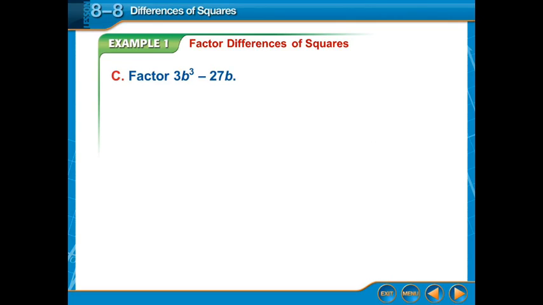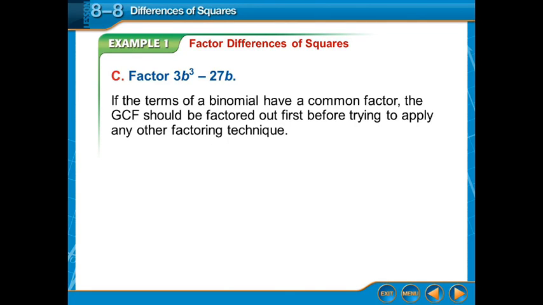Alright, let's factor 3b cubed minus 27b. Now, sometimes what you want to make sure that you do is always factor out the greatest common factor before you do anything else. So if the terms of a binomial have a common factor, the greatest common factor should be factored out first before trying to apply any other factoring technique, which is the difference of two squares.